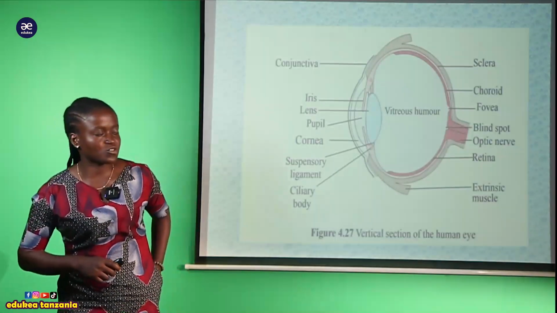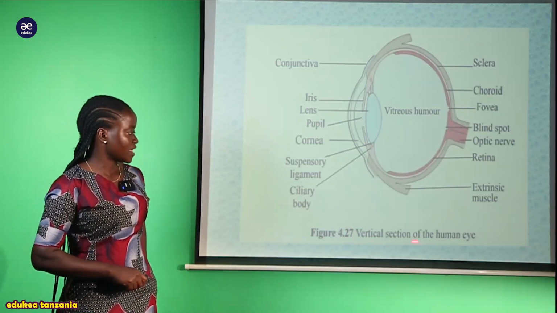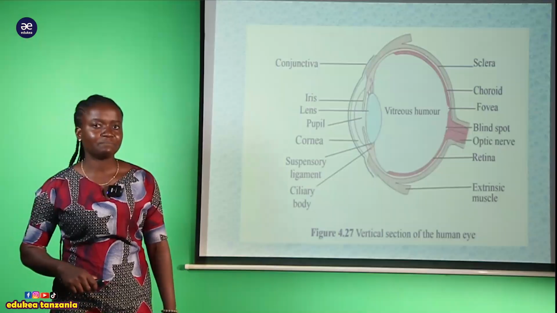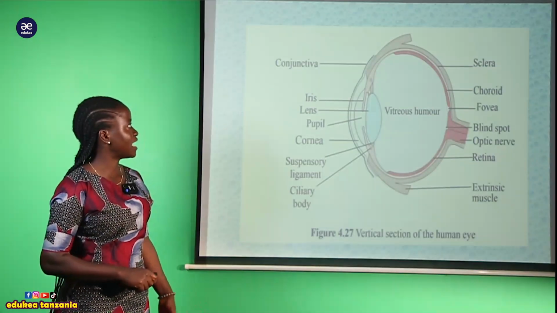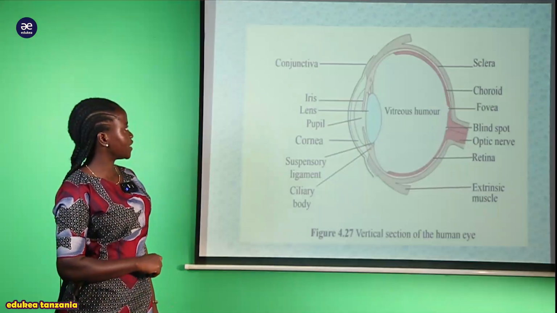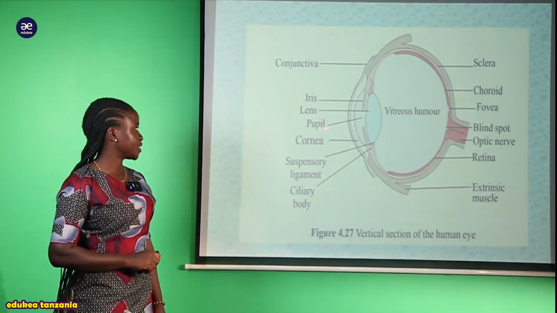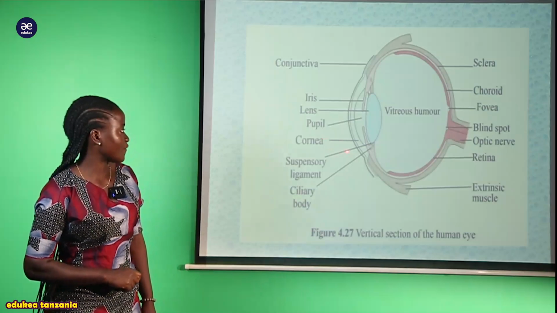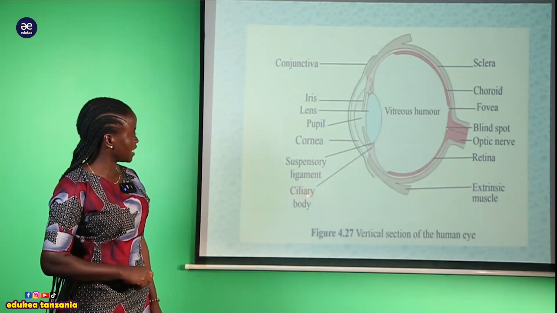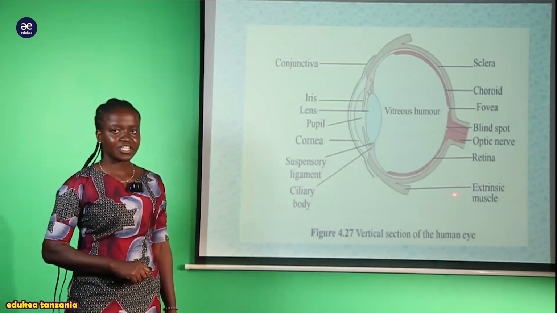So as I promised you, we're going to see figure 4.727, that is the vertical section of the human eye. Hili ndilo jicho la binadamu, ambapo kwenye jicho la binadamu it consists of several parts. And among them, we have conjunctiva, iris, lens, pupil, cornea, suspensory ligament, ciliary body, the extrinsic muscle, and the retina, where the image is processed.